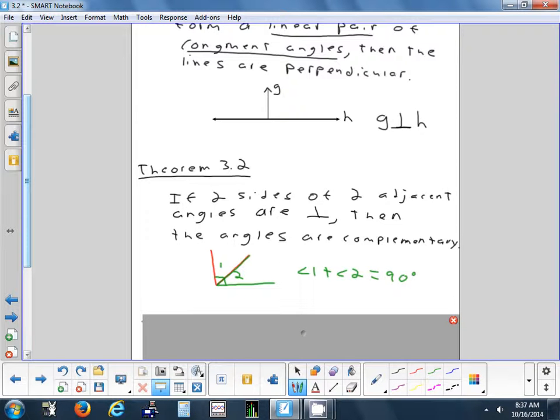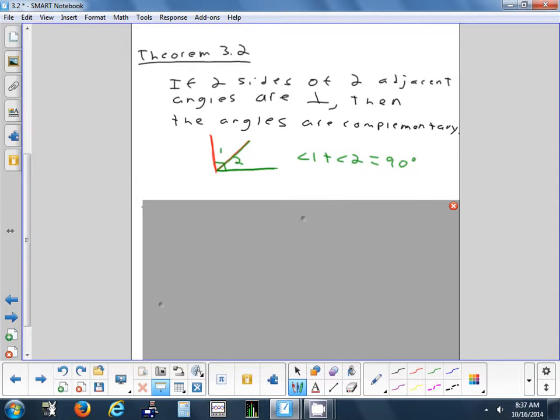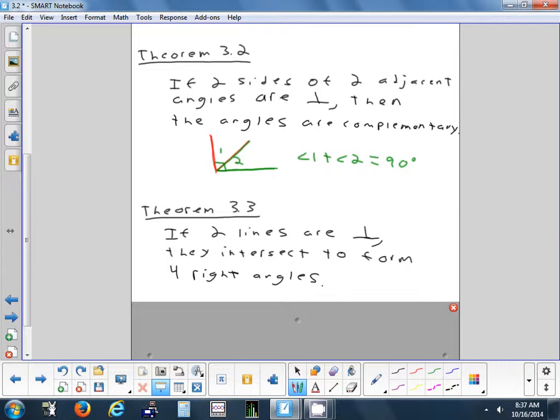Okay, here's a picture. Right, so angle 1 and angle 2 are adjacent. They share a side. They share a vertex. And the two sides that they don't have in common, this one and this one, are perpendicular. Then that means angle 1 plus angle 2 would have to add up to 90 degrees. There's no other way that could happen. Okay, so that's Theorem 3.2. Probably won't go through the proof of that one. We could, but we'll look at this one.